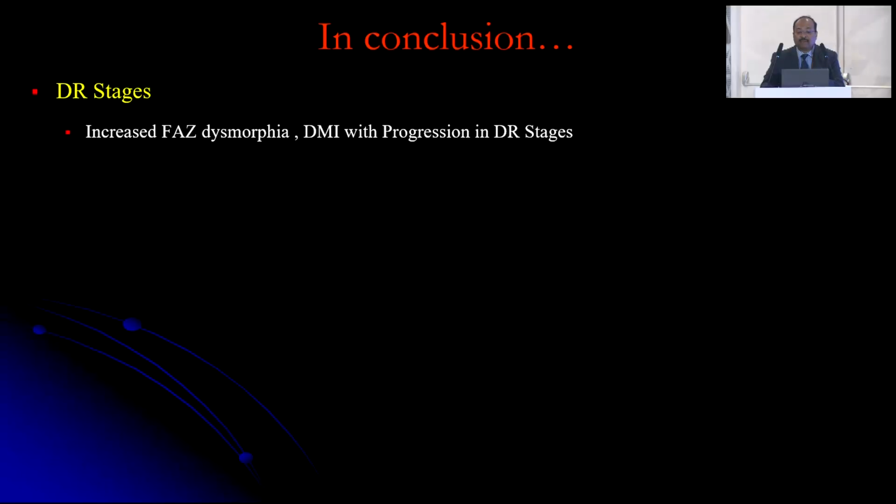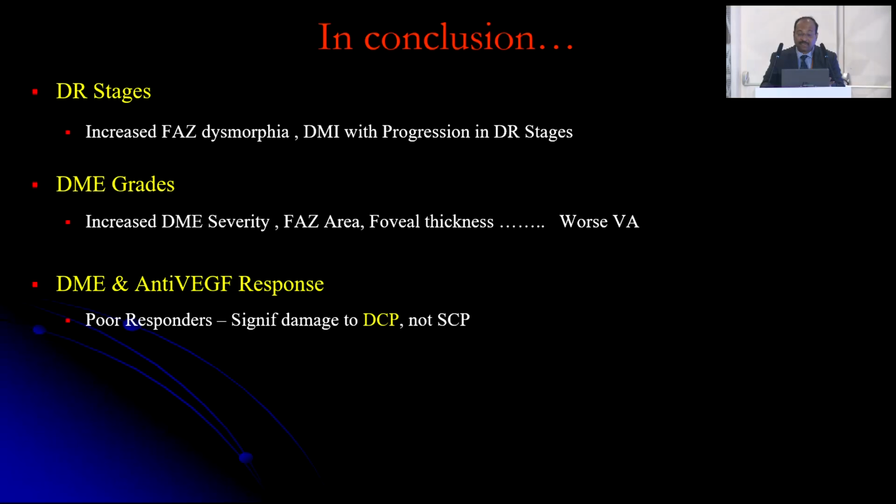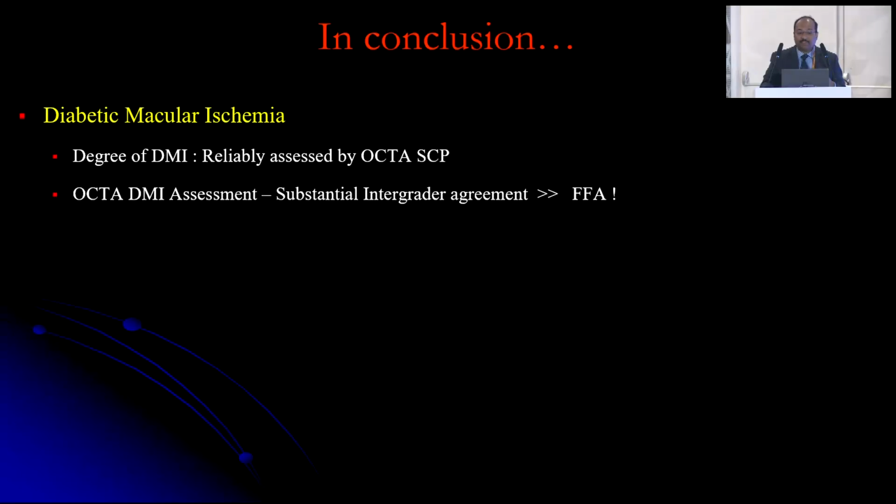Increased FAS dysmorphia and diabetic macular ischemia can be seen with progression in DR stages. DME grades: there's increased DME severity, FAS area, foveal thickness correspond well with worsening acuity. Anti-VEGF response in DME: poor response, let me reiterate, with significant damage to DCP, not quite SCP at baseline, and therefore you can use that as a marker for poor response. The degree of diabetic macular ischemia can be reliably assessed better by OCTA on the superficial capillary plexus, and there is far better intergrader agreement. That is, you have multiple OCTAs, you will have better agreement than with FFA.